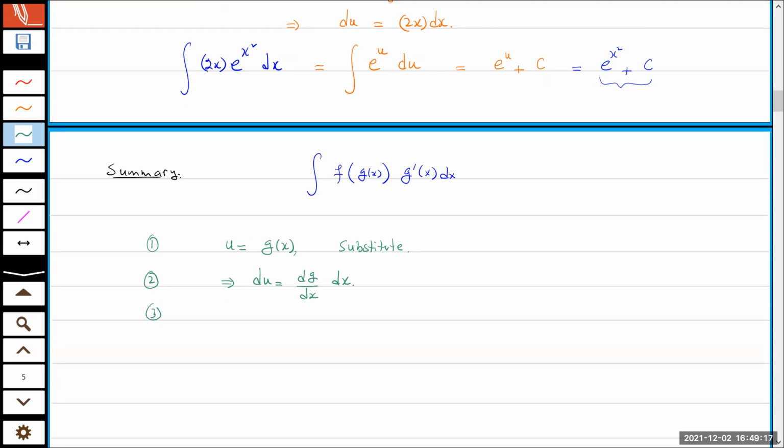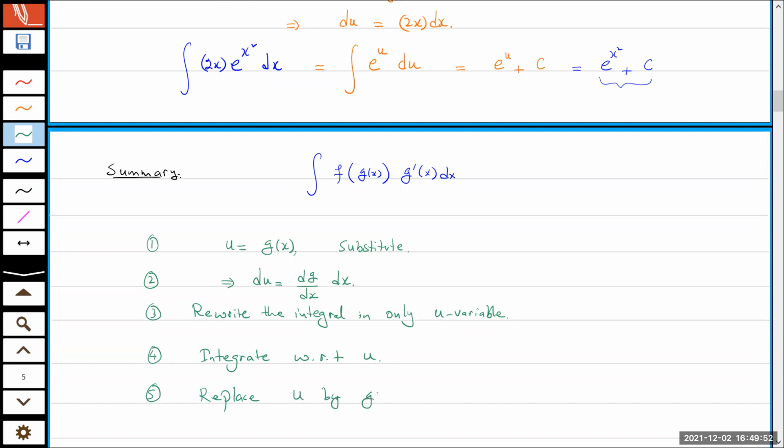Now rewrite the integral in only the u variable. You should not see any x when you rewrite your integral. Integrate, once you have done this, with respect to u. But at the end, don't forget, replace u by g of x. This is the general procedure that you do for substitution.